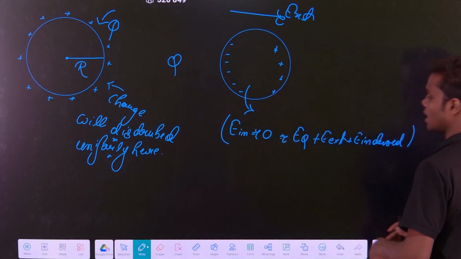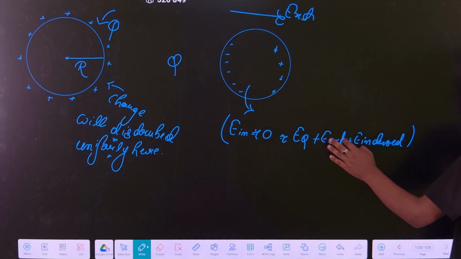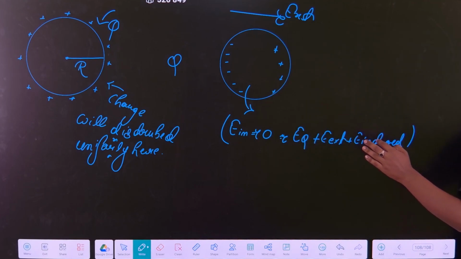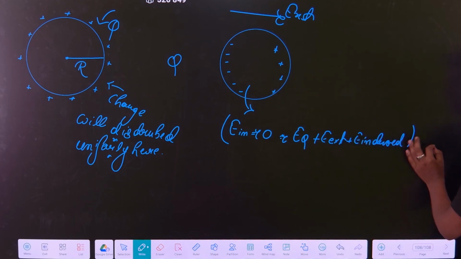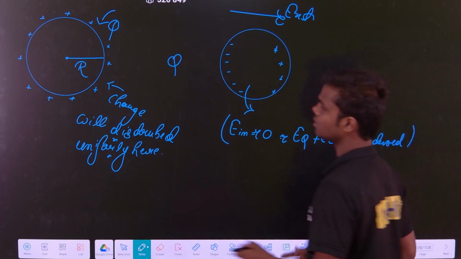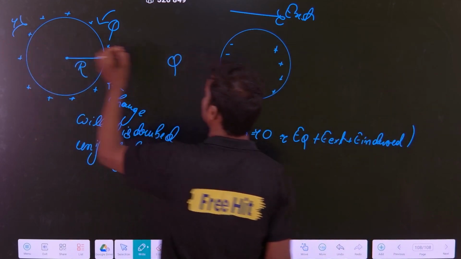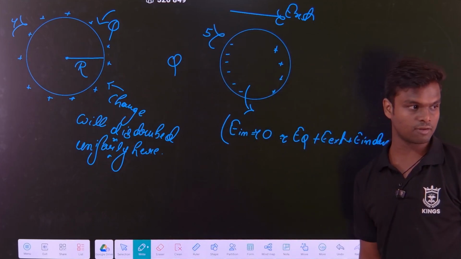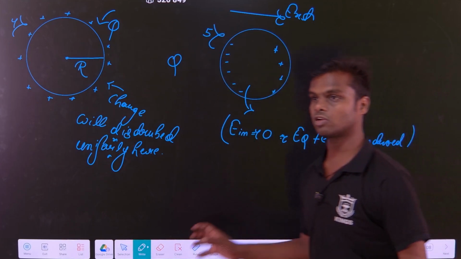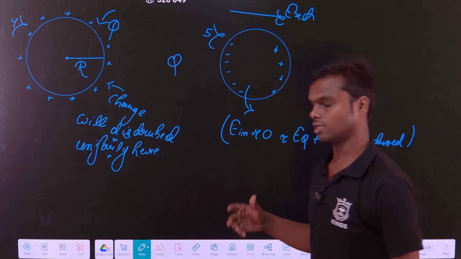It doesn't mean that the electric field due to this Q is 0, or E external is 0, or this is 0. It doesn't mean that. Clear? So these are the important points regarding electric fields. I hope everything is clear for you now. These are the very important properties of conductors.